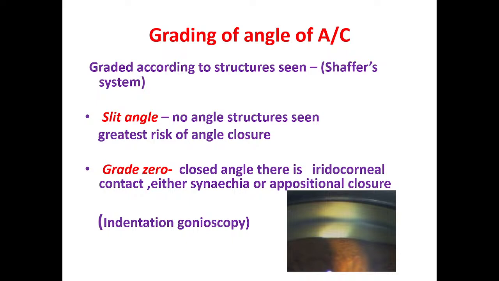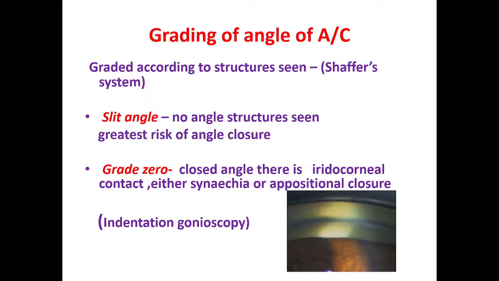So, slit angle means there are no structures in it. We put the gonioscope, nothing is visible. All 4 structures are not visible, but there is a gap between the cornea and the iris. So, it is called a slit angle, the greatest risk of angle closure. And grade 0 is where there is contact between the iris and the cornea. So, it is closed. You can see the iridocorneal contact is visible. Correct? So, this is called a closed angle. It is a 0 angle. So, there is a very high risk of angle closure glaucoma. So, these patients need to be kept in follow up and need management. If you let this patient go, they will come with attacks of angle closure glaucoma.